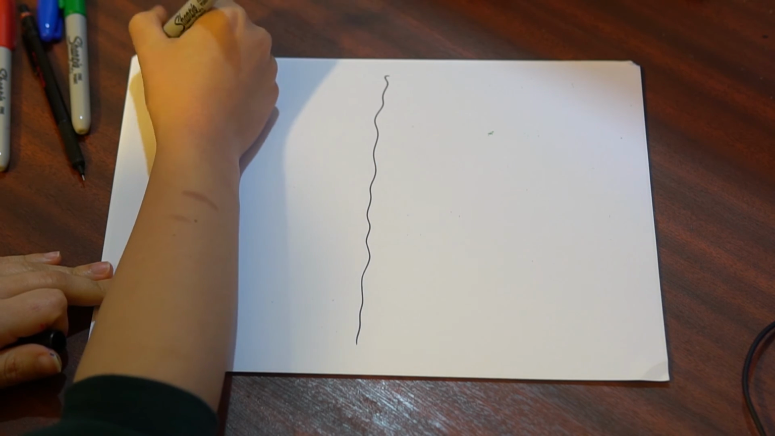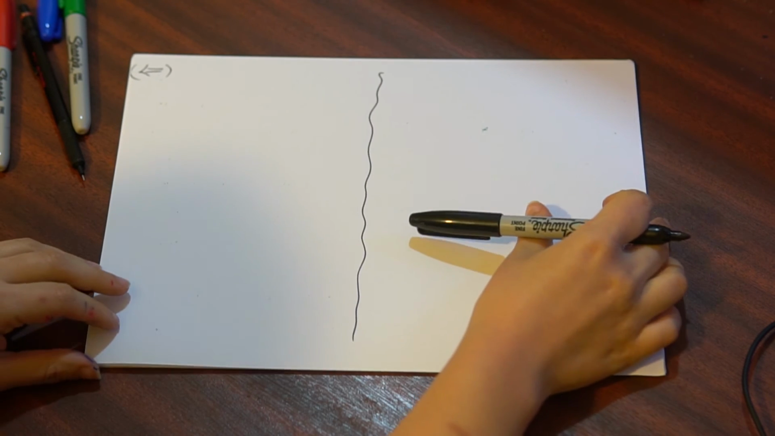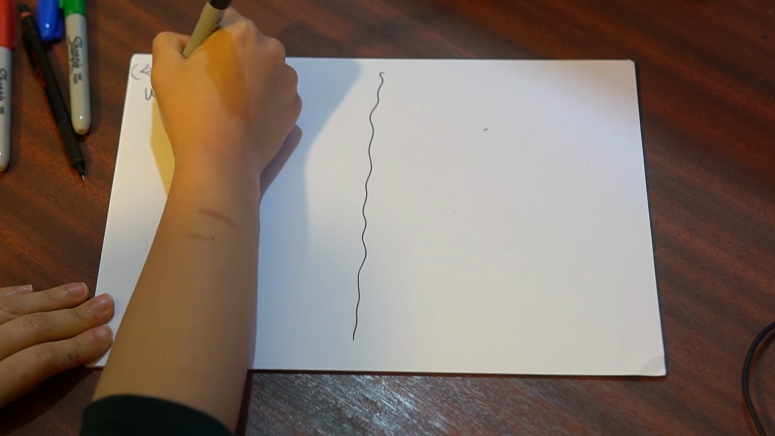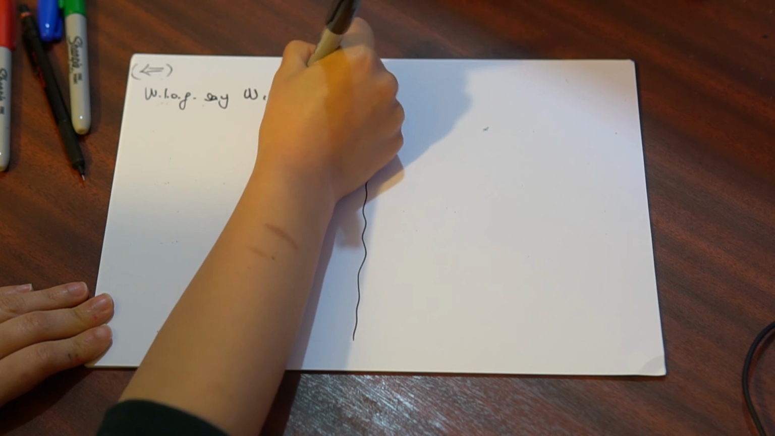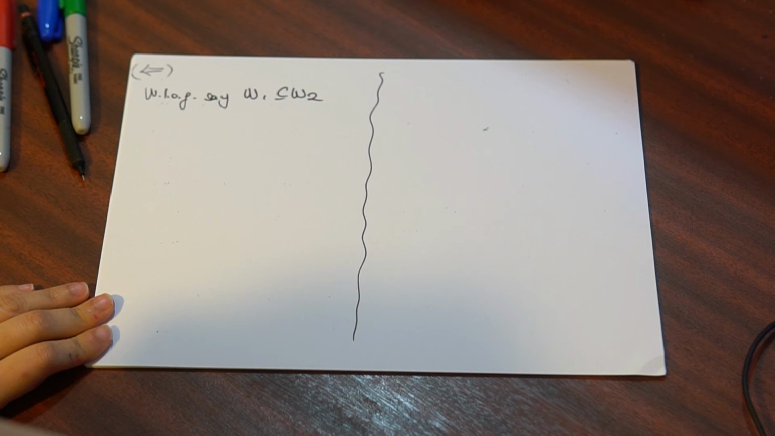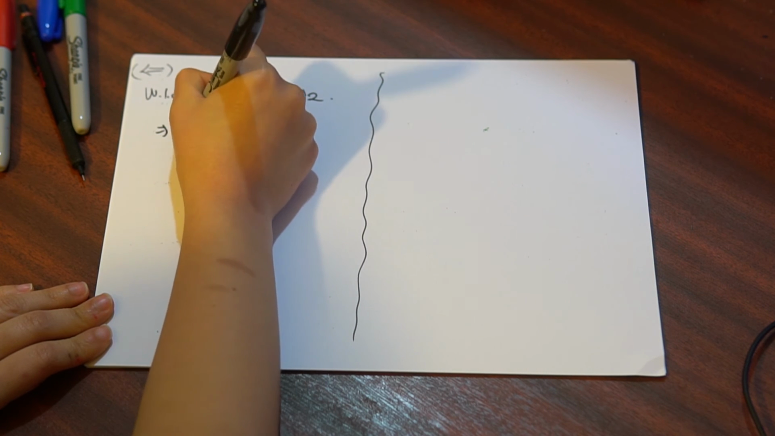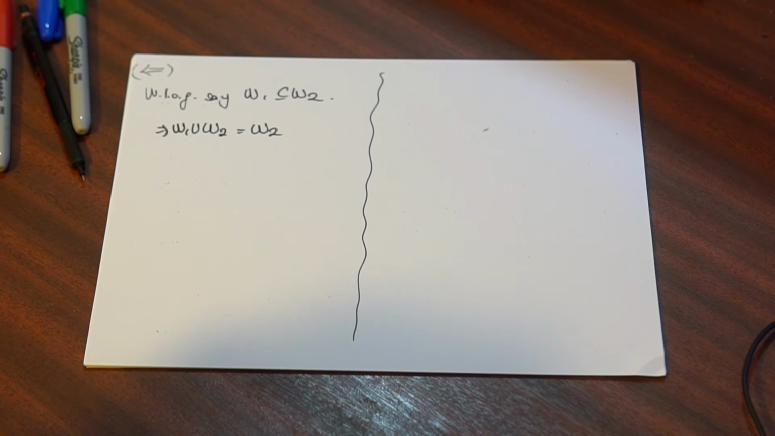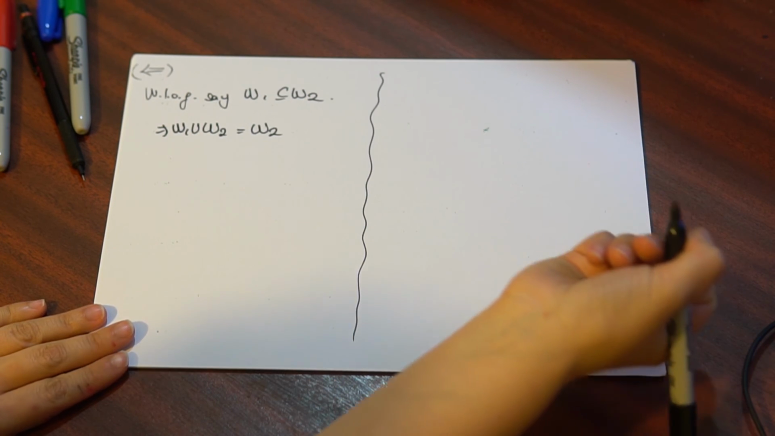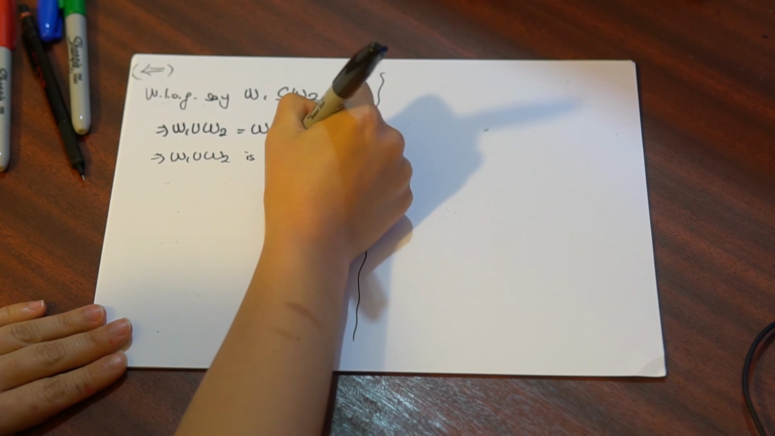Now I will prove this side without loss of generality. Say W1 is a subset of W2. This implies that W1 union W2 is equal to W2, right? Since W1 is a subset of W2, the union is equal to W2. Since W2 is a subspace, W1 union W2 is a subspace.